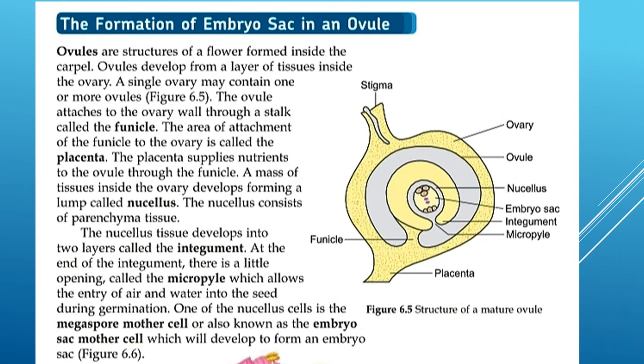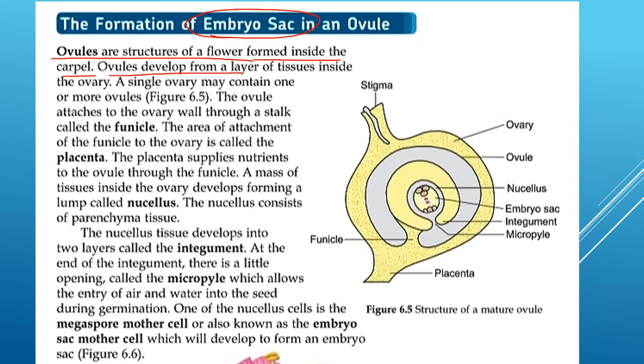Okay, how about the formations of embryo sac in an ovule? Ovules are structures of a flower formed inside the carpel. Remember, carpel itu adalah the reproductive organ, female reproductive organ.